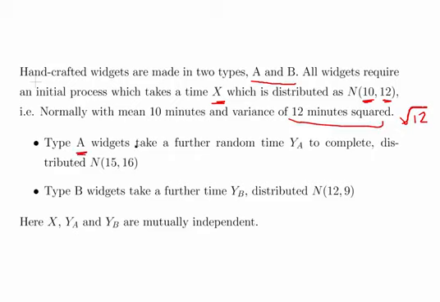Now, Type A widgets take a further random time YA to complete, which is normally distributed with a mean of 15 minutes and a standard deviation of 4, which is a variance of 16. And likewise for type B widgets, a further time YB, normally distributed with a mean of 12 and a variance of 9 square minutes. Here, X, YA and YB are mutually independent.